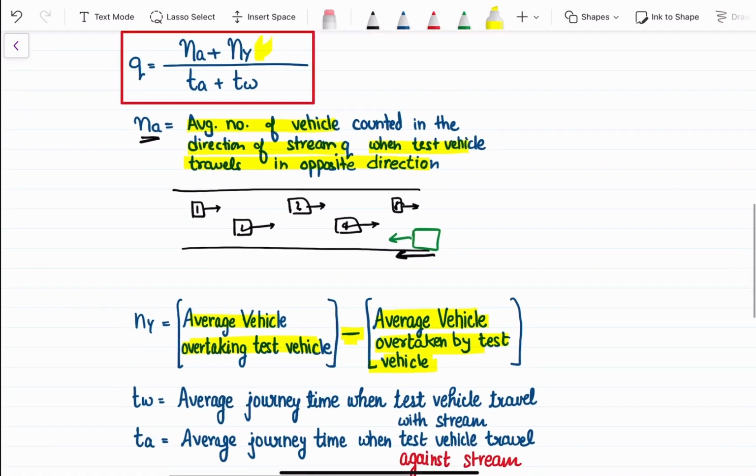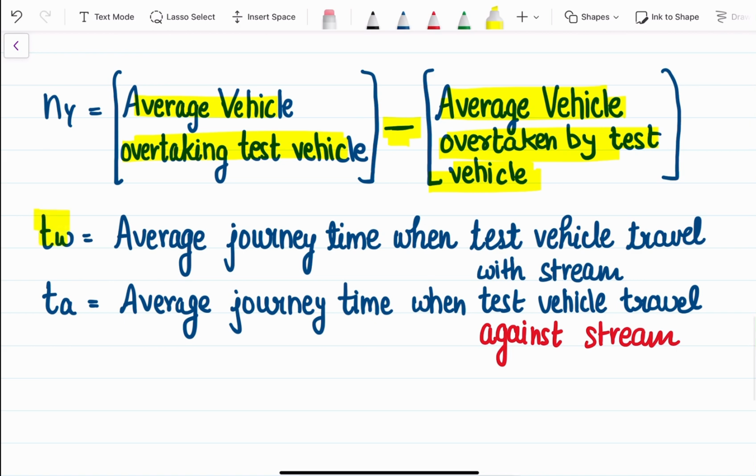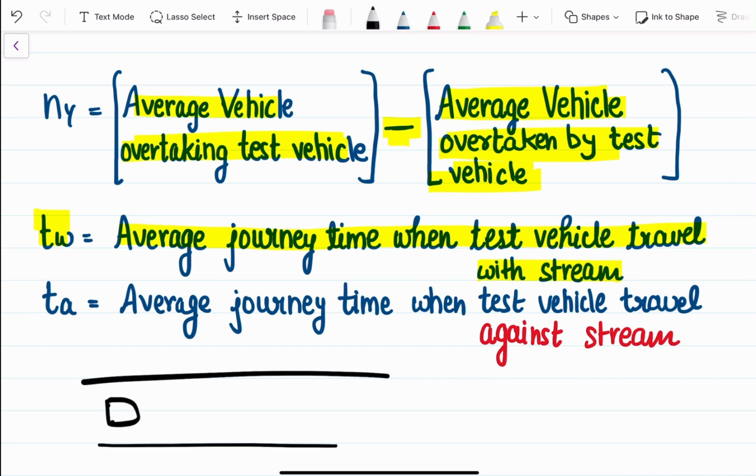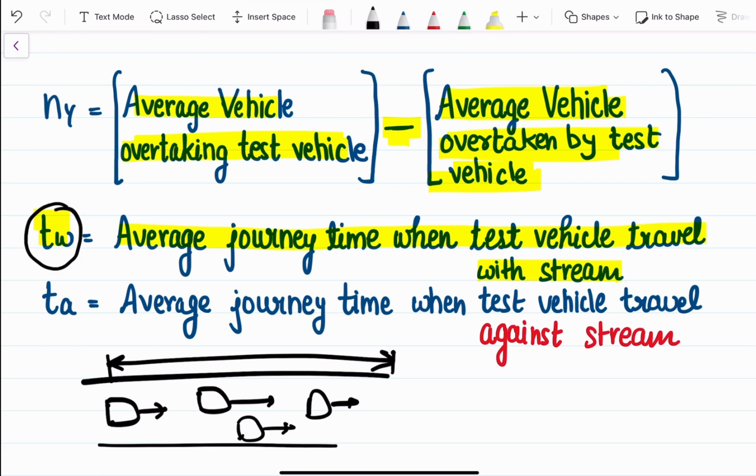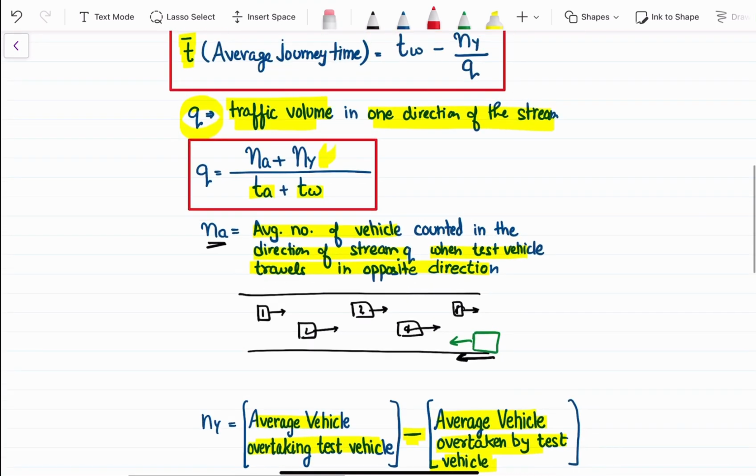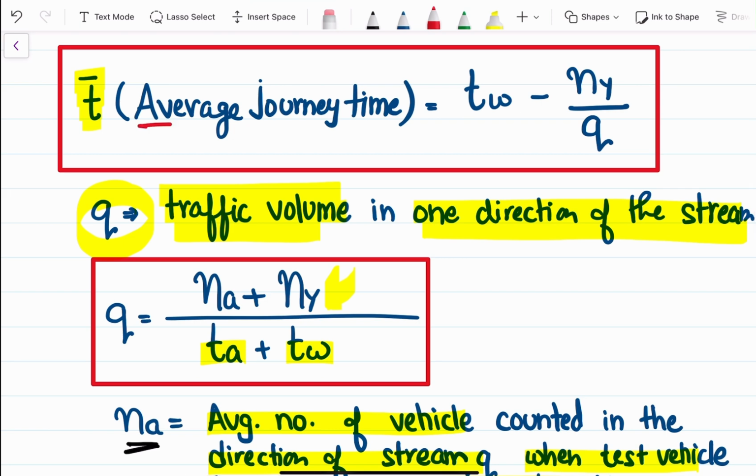TA and TW. TW is defined as the average journey time when the test vehicle travels with the stream. So if our test vehicle is moving in the same direction as the stream, then the overall time to cover the study section is denoted by TW, and TA is the average journey time when our test vehicle is running against the stream. So if our test vehicle is moving against the stream, that is recorded in TA. Alright, so these are the formulas used to find the average journey time as well as the traffic volume through the floating car method.